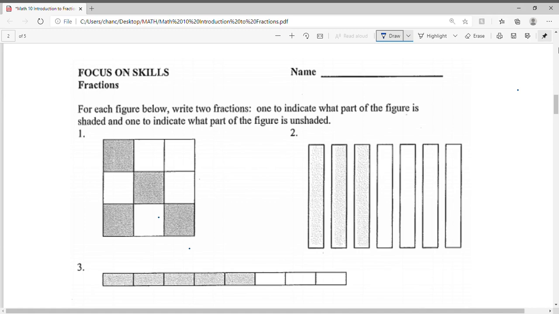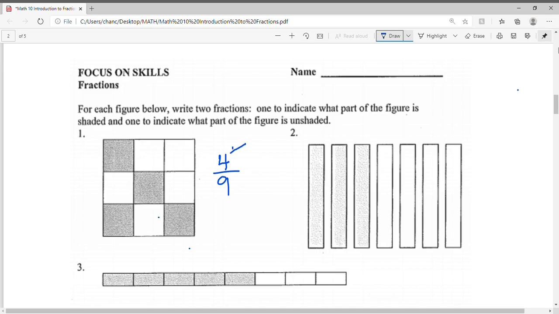For each figure below, write two fractions, one that indicates what part of the figure is shaded and one that indicates what part of the figure is unshaded. Question 1, this is an easy question. We have 1, 2, 3, 4 parts shaded out of a total of 9. This shaded part represents 4 out of 9, or 4/9.